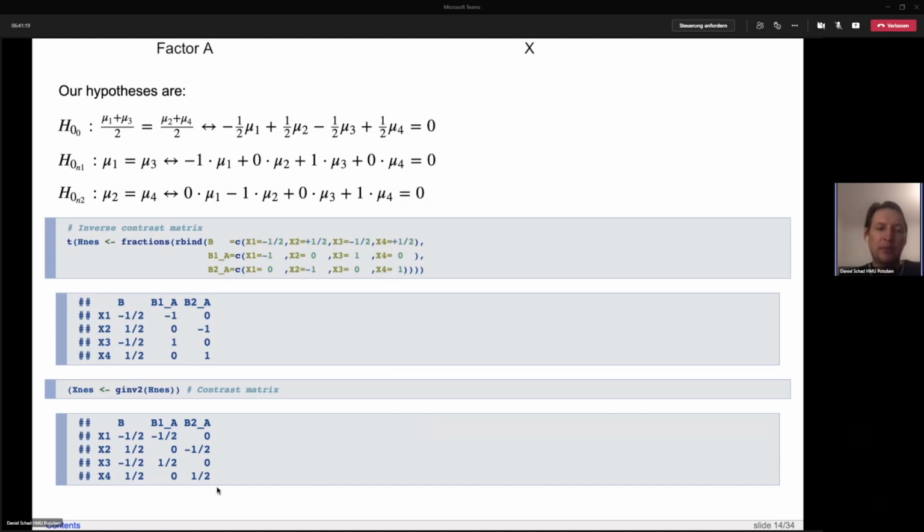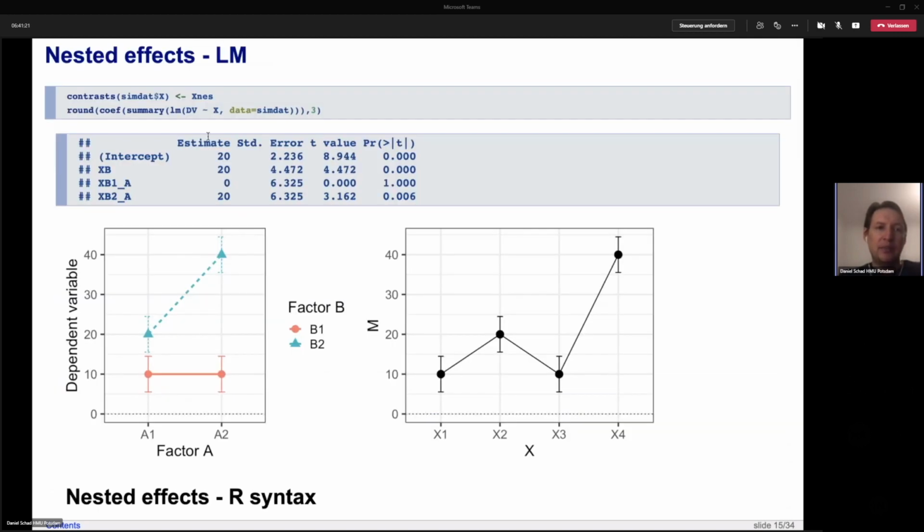Okay, now we have this contrast matrix. We can assign this to our contrast and estimate it in the model. So we see that the intercept is again 20. That's the grand mean. We have a difference of factor B of 20. So the average of B2 is 30. It's 20 larger than the average of B1.